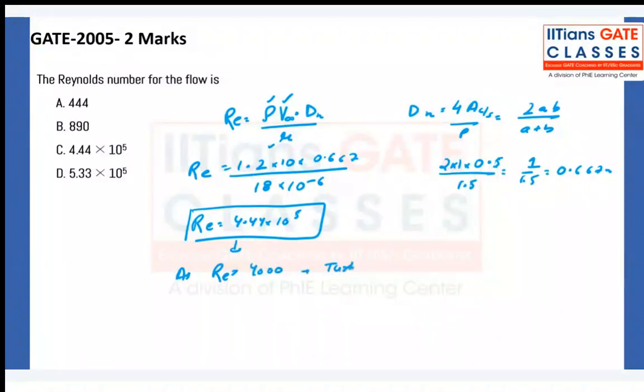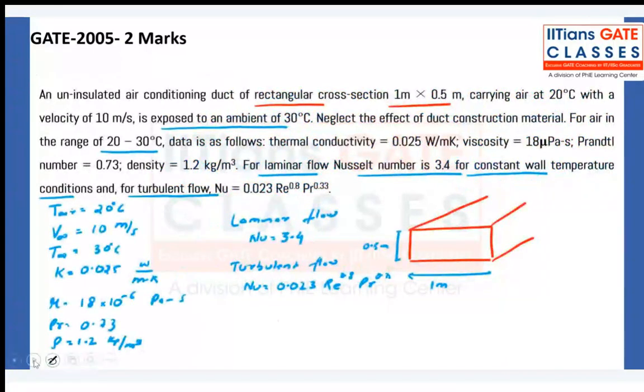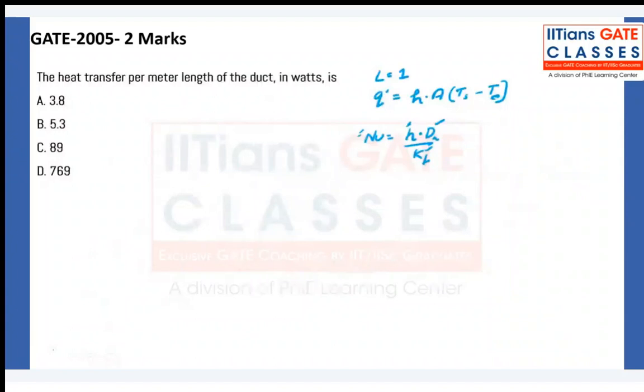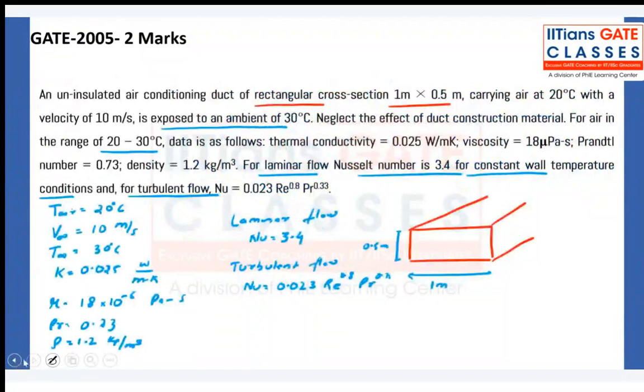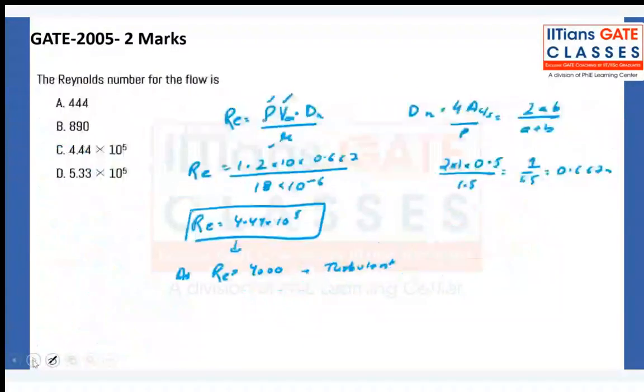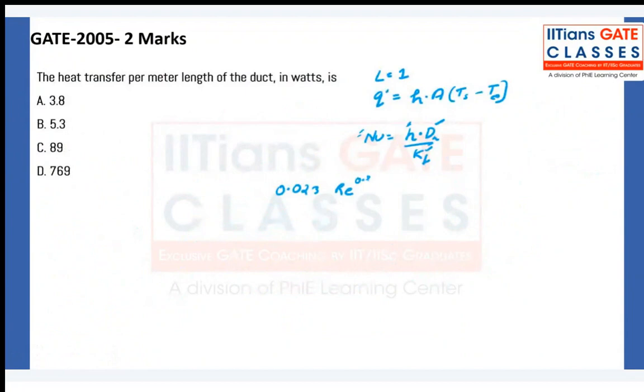Now I need to use the turbulent formula. Nusselt number is equal to 0.023 Reynolds number^0.8 Prandtl number^0.33, which is equal to h dH by kf. Reynolds number I have calculated, Prandtl number is given in the question, dH I know, kf is given in the question, so I can find out h.